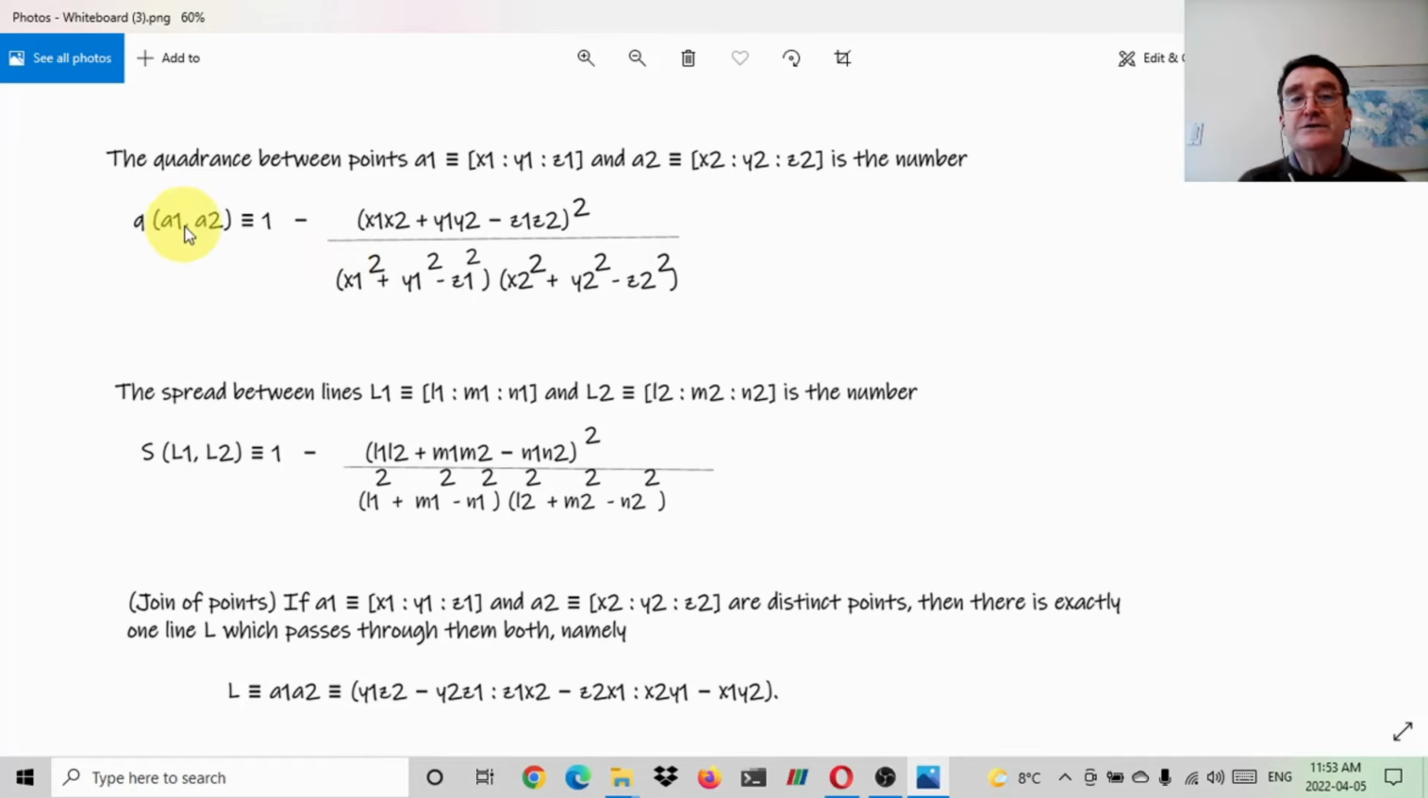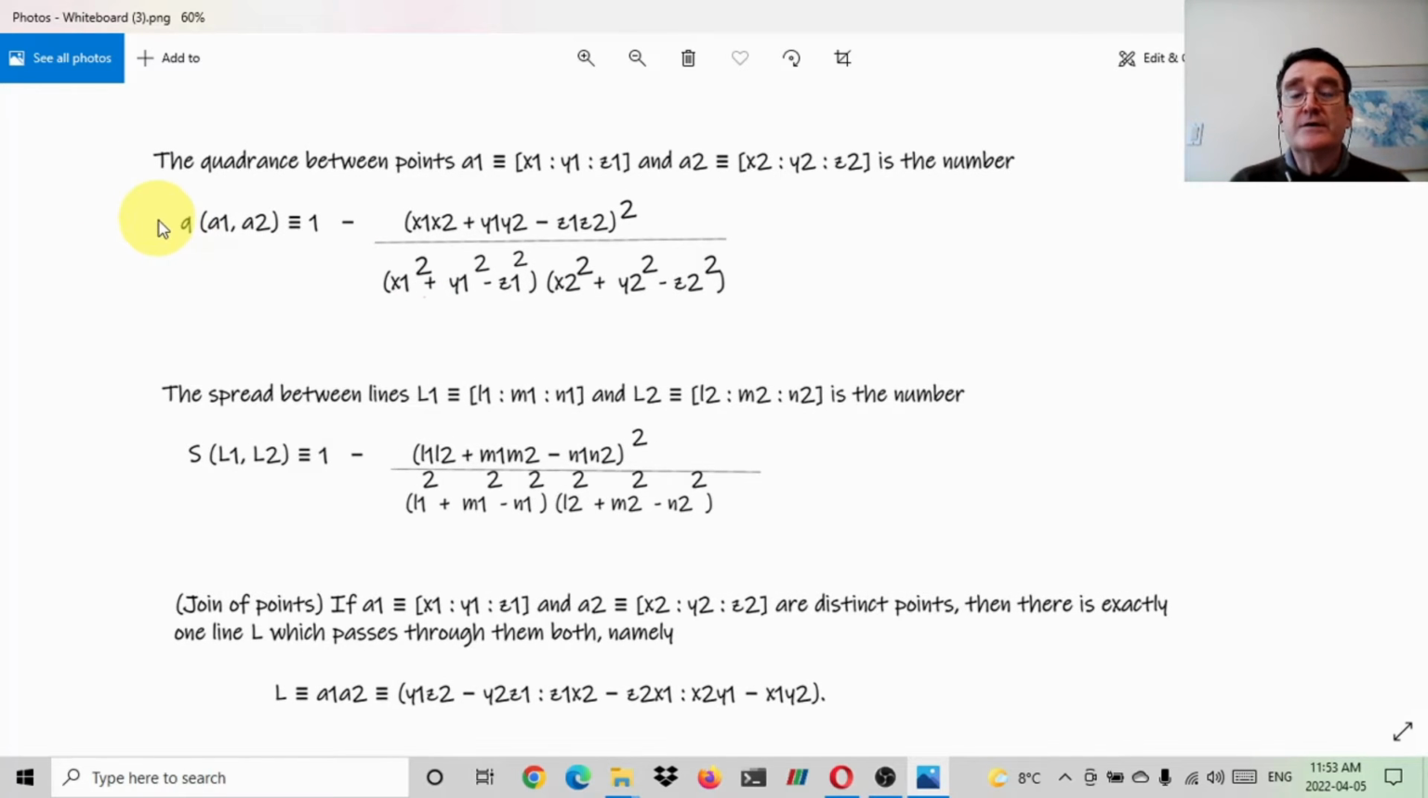And for more definitions from the basics of universal hyperbolic geometry, we have the quadrance between points A1, which is the proportion [x1 : y1 : z1], and A2, [x2 : y2 : z2], is the number q(A1, A2) defined as 1 minus (x1x2 + y1y2 − z1z2) all squared, divided by (x1² + y1² − z1²) times (x2² + y2² − z2²). That's the quadrance.